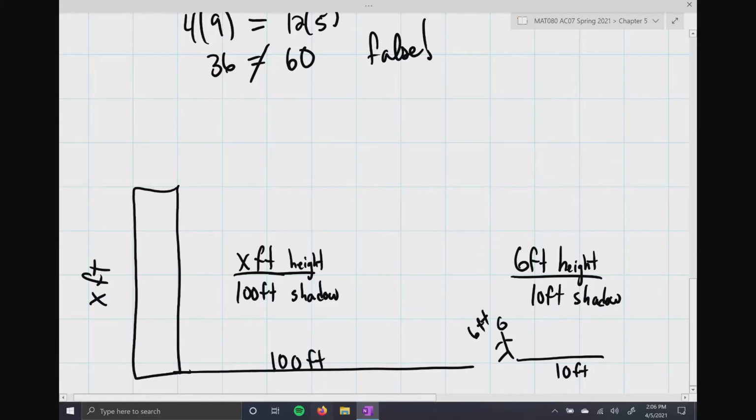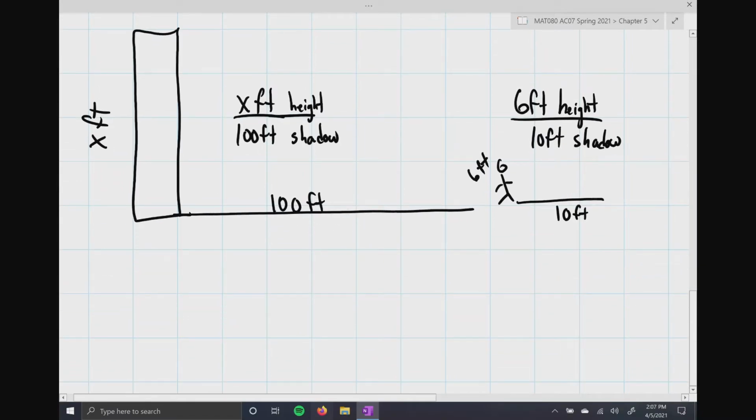If that's the case, then what you can do is you can create a proportion. And you can solve for x. Now, how would we solve for x here? Cross multiply. Because I have a ratio equal to another ratio. Does that make sense, everyone?